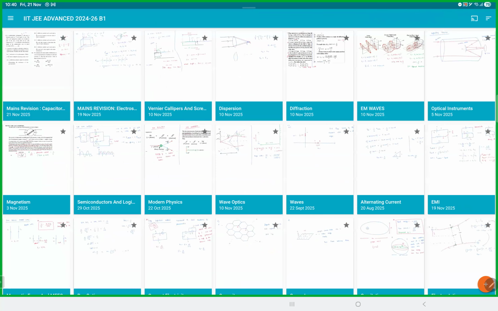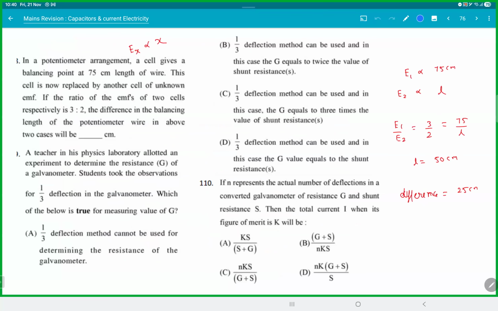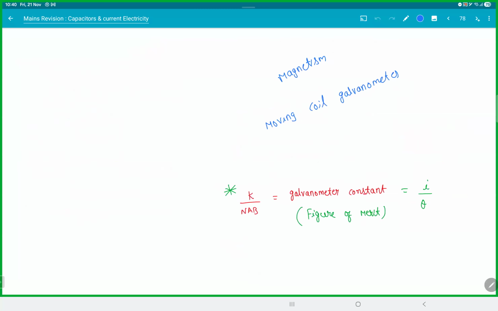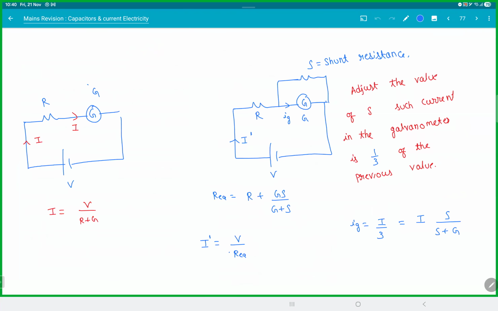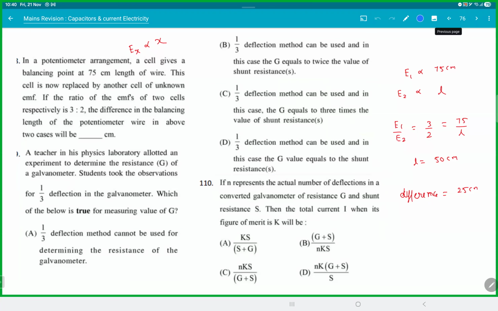So what is he asking you? He's saying that if n represents the actual number of deflections, then the total current is what? So this is I by theta. That would be K by NAB. Actually, in the converted galvanometer of resistance G and shunt resistance S, the total current I when its figure of merit is K. Basically, figure of merit is nothing but current per angle.